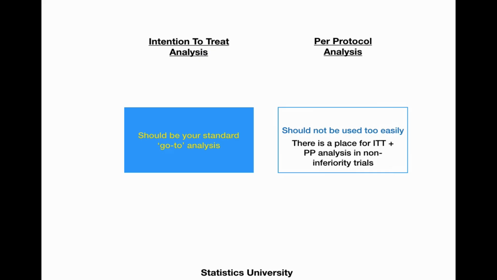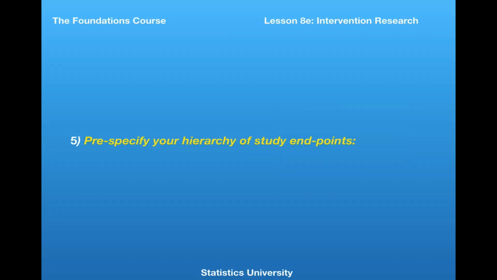However, there is a place for the intention to treat analysis plus a per protocol analysis in non-inferiority trials. And you should definitely state in your study plan in advance which one of the two analysis types is your primary one. And you shouldn't wait until you see the results, so that you might be biased to choose the one that suits you best.